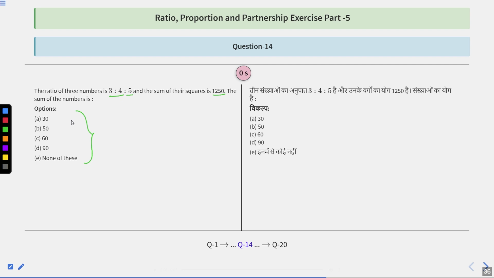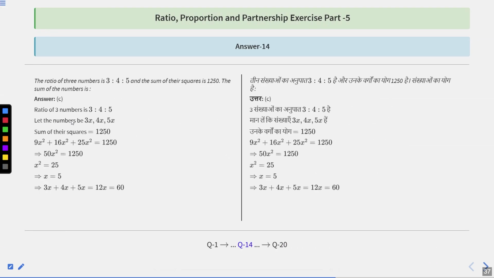Now time's up. Let's see the solution. The ratio of three numbers is given as 3:4:5, so we can let the numbers be 3x, 4x and 5x. The question says that when we square the numbers and sum them up, we get 1250. So first square and then sum.